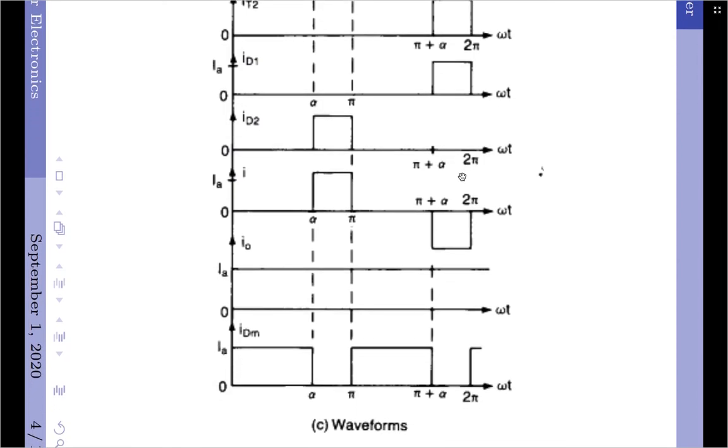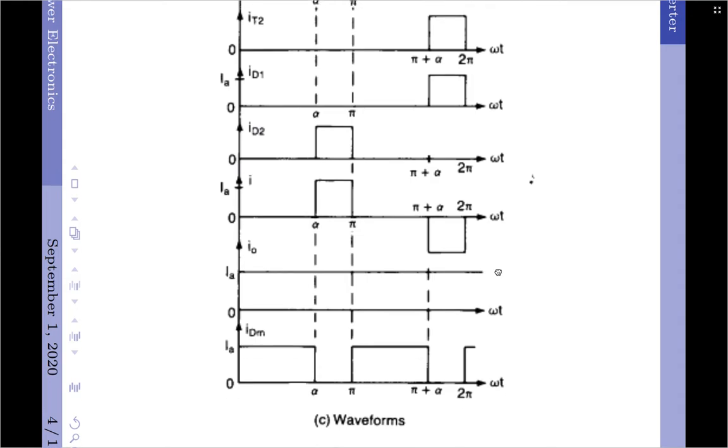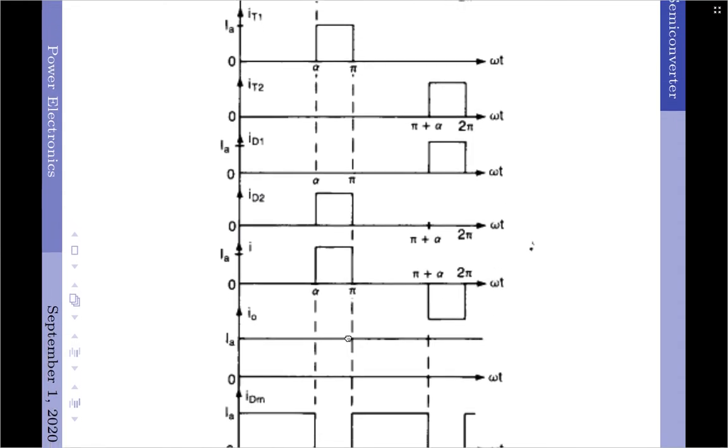Lastly, coming to the load current I0. This is very important. You can just look at this. It is continuous. Now, quite obviously, you have to question how is it continuous, because whenever either the thyristor and diode conduct, the current is equal to IA. So, between alpha to pi and between pi plus alpha to 2 pi, the value of load current is IA. Then, what about the other terminus, that is between 0 to alpha and between pi to pi plus alpha? How is the current equal to IA?